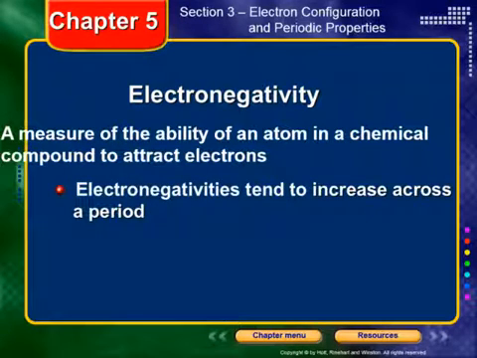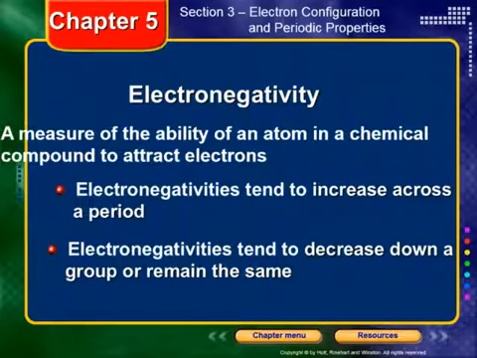Electronegativities tend to increase across a period. So as you go from left to right, okay, as you go to the right of the periodic table, you're going to see that these increase, meaning you're going to see a stronger hold on electrons, a stronger attraction to other electrons as you go to the right in the periodic table.